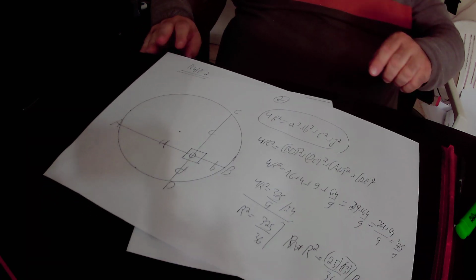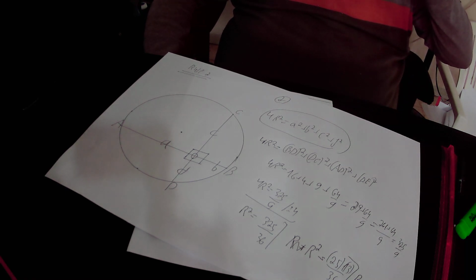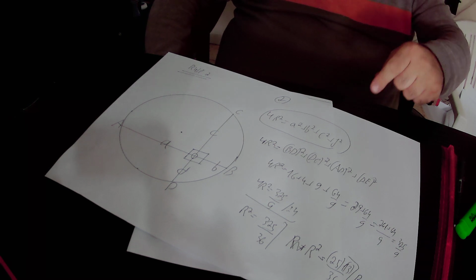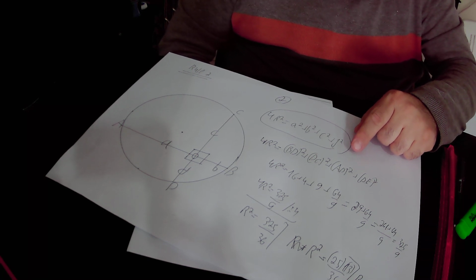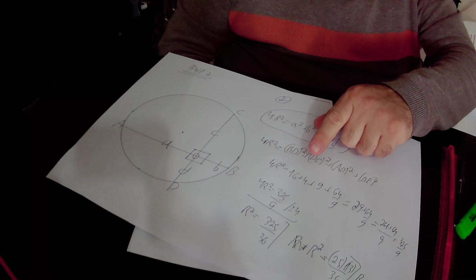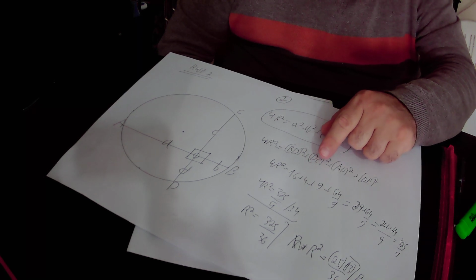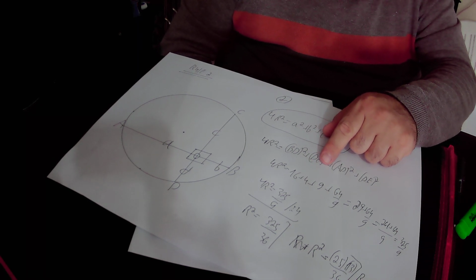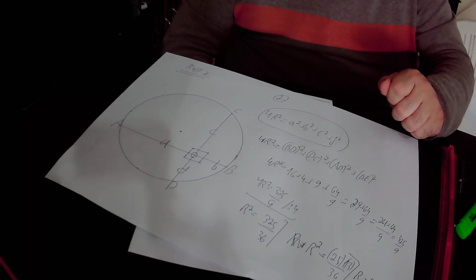So 4 times R squared equals BD squared, BD is 4, so that is 16, plus DC squared. DC is 2, so DC squared is 4. Plus AD squared. AD is 3, so AD squared is 9, plus DE squared. DE is 8 over 3, so DE squared is 64 over 9. So 16 plus 4 is 20, and 20 plus 9 is 29. In conclusion, 29 plus 64 over 9 equals 4R squared.